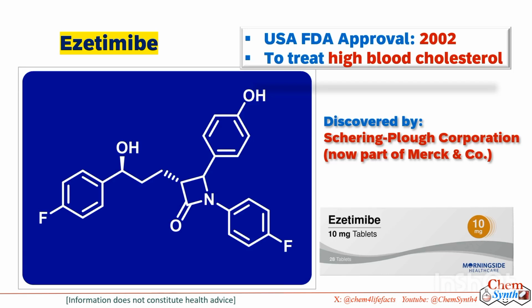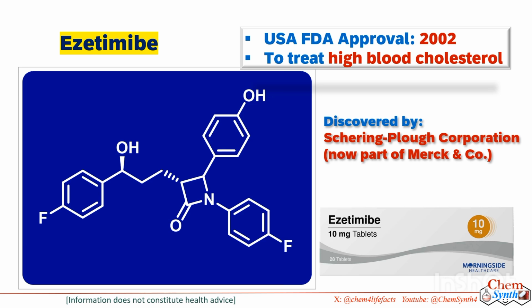Hello everyone. Today I will be discussing a drug molecule called Ezetimibe. Here is the chemical structure for the molecule. This drug was discovered by Schering-Plough Corporation, which is now part of Merck and Company, USA. This drug molecule was approved by US FDA in the year of 2002 for the treatment of high blood cholesterol.